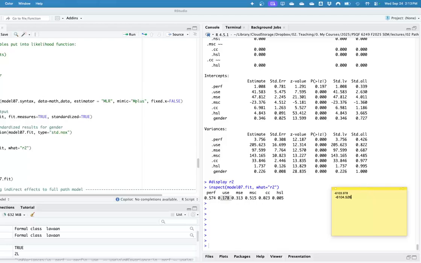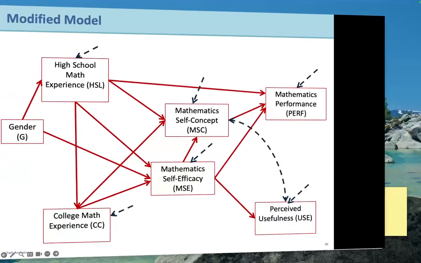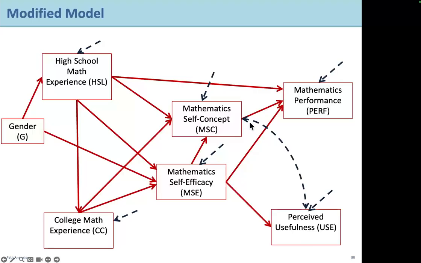So what I did was I changed the template. I took this undirected path, this double-sided arrow, and just made it a straight direct effect. So both of these are still endogenous, but I just changed the nature of that prediction. Everything okay there? Other questions?